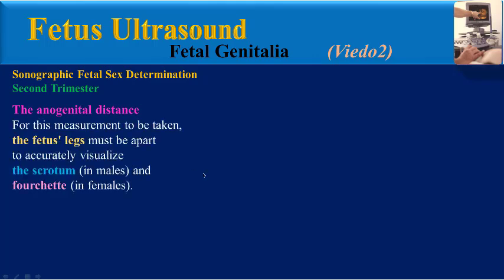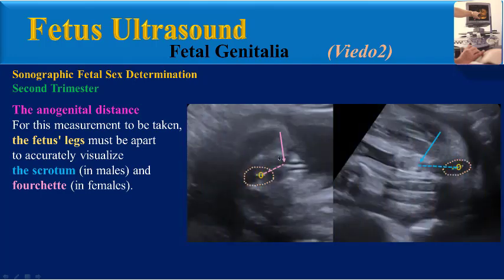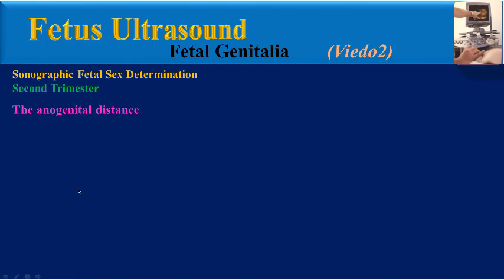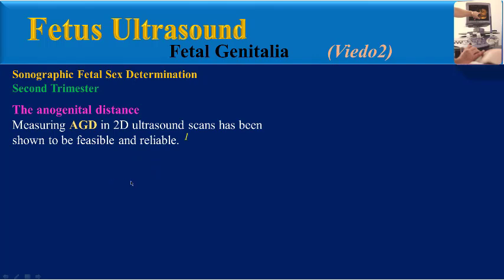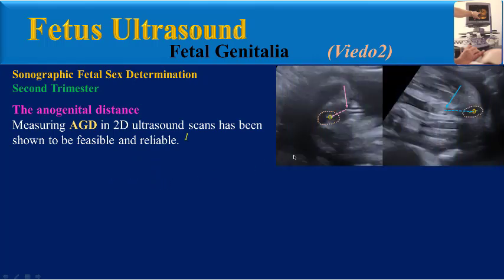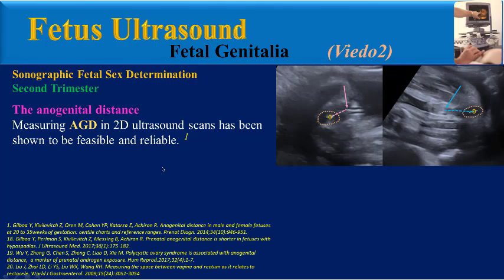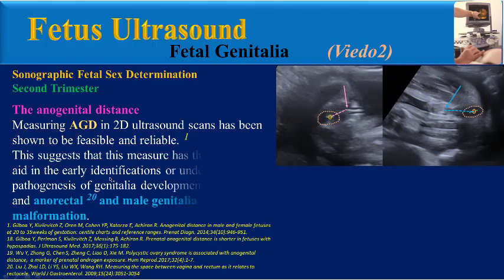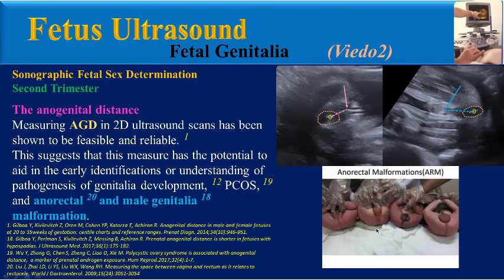For this measurement to be taken, the fetus's legs must be apart to accurately visualize the scrotum in males and fourchette in females. Measuring anogenital distance in 2D ultrasound scans has been shown to be feasible and reliable. According to some studies, this measure has the potential to aid in the early identification or understanding of the pathogenesis of genitalia development, polycystic ovary syndrome, and anorectal and male genitalia malformation.